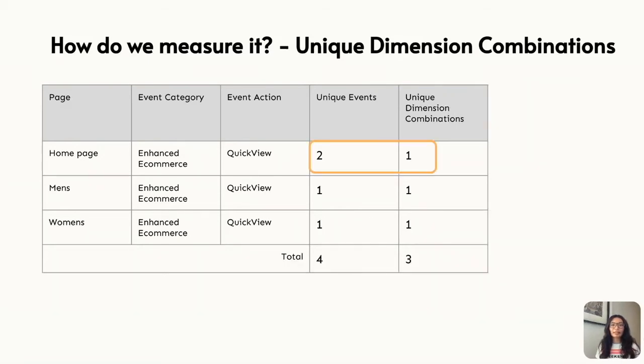Now, if you removed event label from the report, Google Analytics now shows 2 unique events and 1 unique dimension combination for the interactions that we had with the quick view element. This is because unique events is summing the value of the 2 interactions that we had with the black and red hats on the home page.